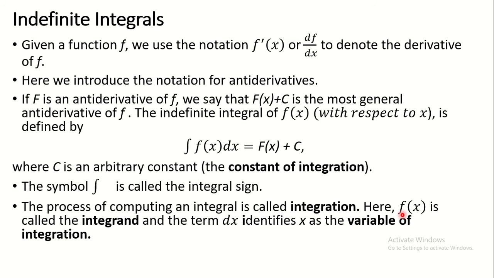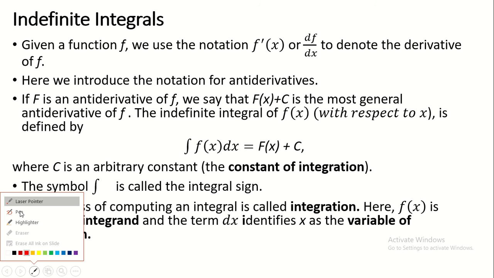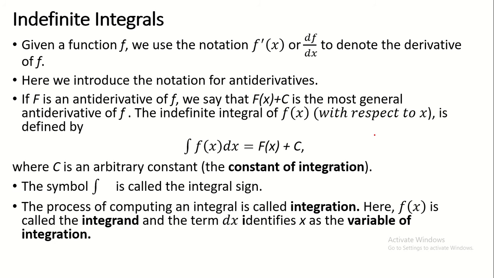Okay, so here, small f of x is called the integrand. So itong nandito sa tabi ng integral sign, ang tawag natin dito ay the integrand. And then the term dx identifies x as the variable of integration. Actually, hindi lang x ang pwede nating ilagay dyan. Pwede rin nating ilagay na the indefinite integral of f of t with respect to t. So kapag t yung variable, t din yung ilalagay natin dito sa variable of integration natin.